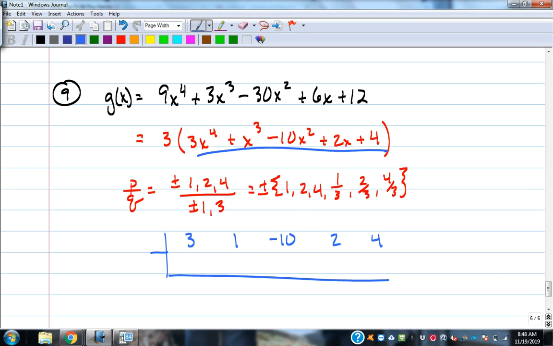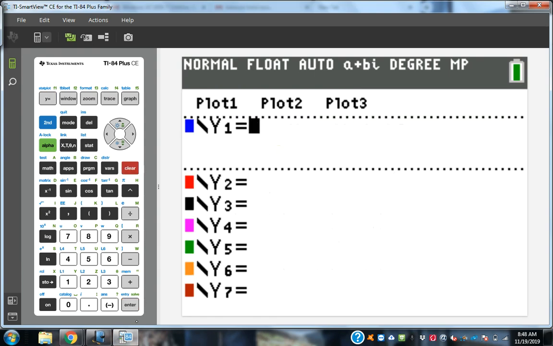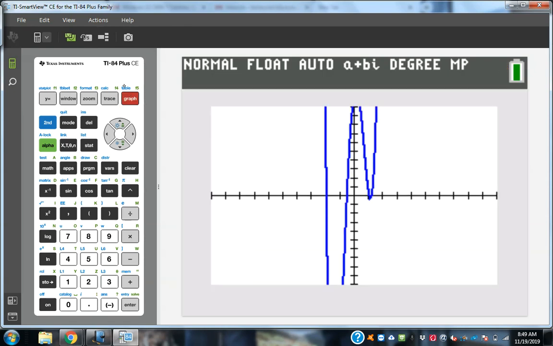To graph it, it technically doesn't matter because we didn't factor out an x there. I'm going to go back to the original just so maybe if I screwed something up, I can catch it. I don't think we did, but just 9x to the fourth, 3x to the third, 30x squared, 6x plus 12. All right, I see it crossing the x-axis there at, looks like -2. So that's one I'm going to start with. So if I hit trace and -2, that's the one that's pretty obvious to me.